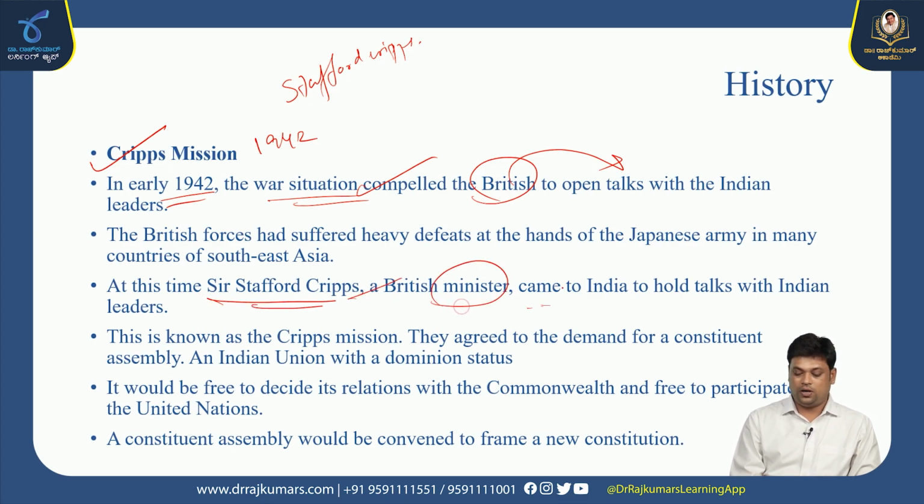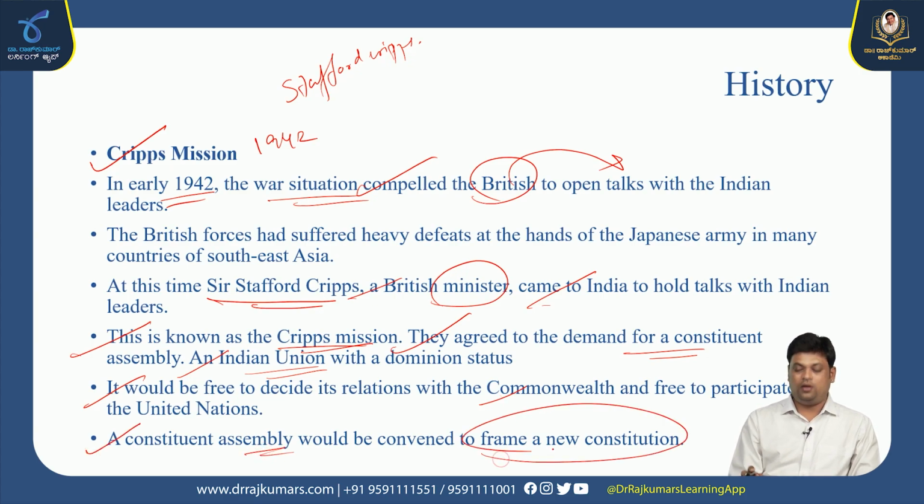A British minister, Stafford Cripps, came to India. He wanted to talk with Indians. This is known as the Cripps Mission. They agreed to the demand for a Constituent Assembly and also to an Indian Union with Dominion status. It would be free. India could decide whether or not to be a member of the Commonwealth, and could also decide on joining any international organization. A Constituent Assembly would be convened to frame a new constitution. These are all the proposals given by the Cripps Mission. Remember, this was also not agreed to by Congress.